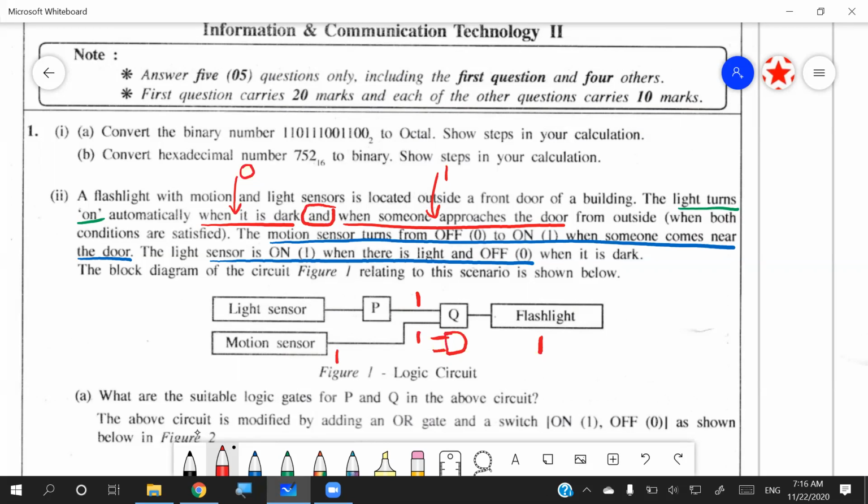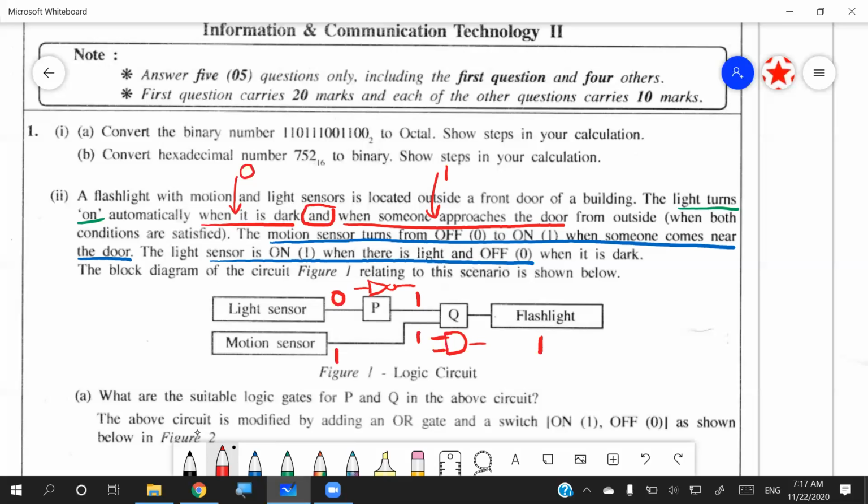So the motion sensor should send the 1, so it doesn't matter. But the light sensor should send the 0 to light up the flashlight. So here it is given 0. So 0 should be converted to 1. So you need a NOT gate over here. Right? So P is a NOT gate and Q is an AND gate.